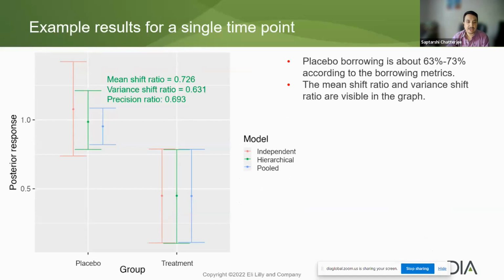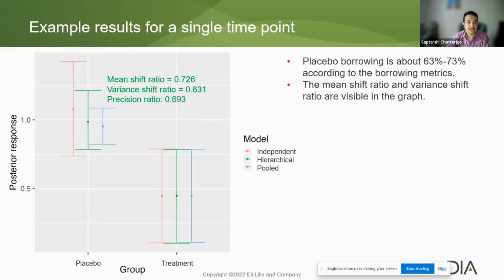Now, in this particular example, the mean shift ratio is 0.726, because what we see is that after we implement the full borrowing, going from red, we are going to the blue section. So the location is going from this location to this location in the mean section. And the variance is also getting shorter. If you look at the credible interval, the variance is getting shorter.